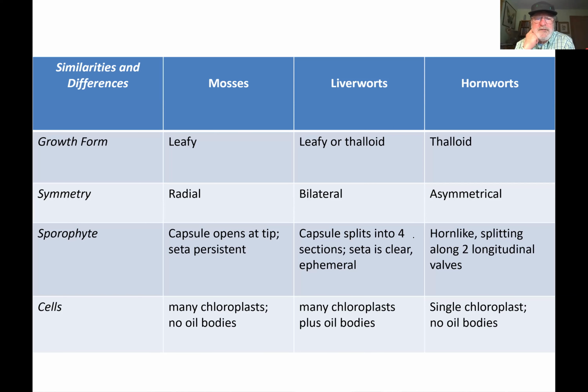So here's a table that I made that compares the 3 phyla of bryophytes. And in terms of their growth form, liverworts, as we just mentioned, can either be thalloid with an undifferentiated sort of strap-like or tongue-shaped body, or leafy. Mosses are always leafy, and hornworts, that small group, is always thalloid. Symmetry. The symmetry of liverworts is bilateral as compared with mosses, which are mostly radial. In other words, the leaves go around the stem in a spiral fashion.